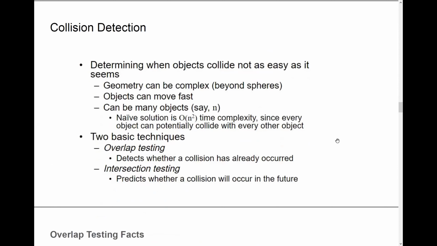Okay, so like we said, this is not an easy task. Detecting a collision is not easy. Why? Because geometry is complex, objects move fast, and also there can be many objects. So just like we said, these two techniques will be used in this circumstance.